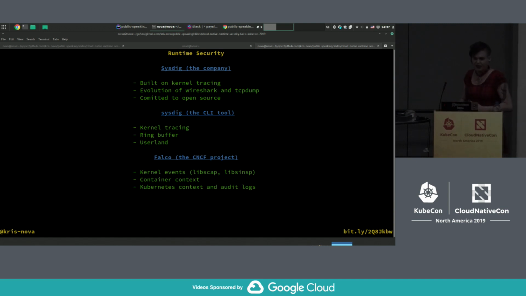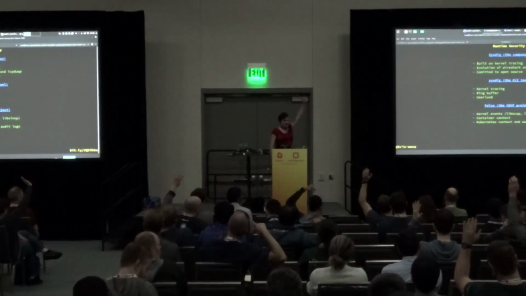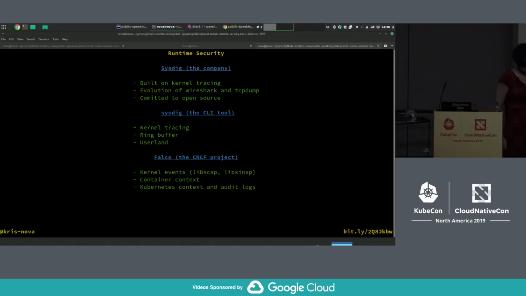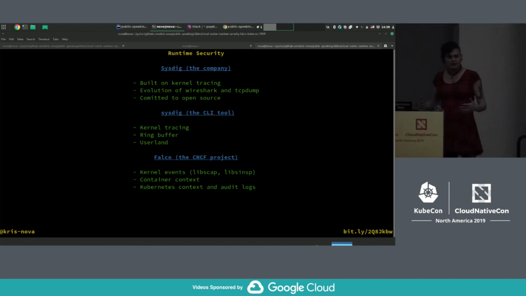So Sysdig, the company, is effectively an evolution of Wireshark. Wireshark, show of hands, who here has run it? Yeah, everybody just put their hands up. Our founder, Loris, a great friend of mine, was one of the original authors of Wireshark. And if you look, there are some similarities to what Sysdig does.